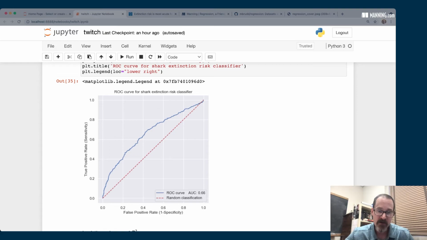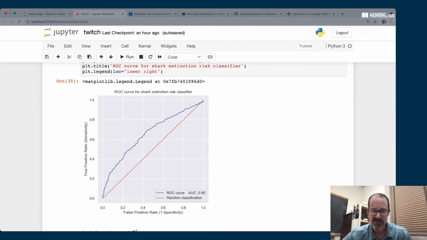And the area under the curve, the AUC here, is 0.66, which is okay. It's not great. You really want the closer the AUC is to 1, the better your classifiers are doing. And you kind of want an AUC of over 0.7 or so. That's one of the rules of thumb.